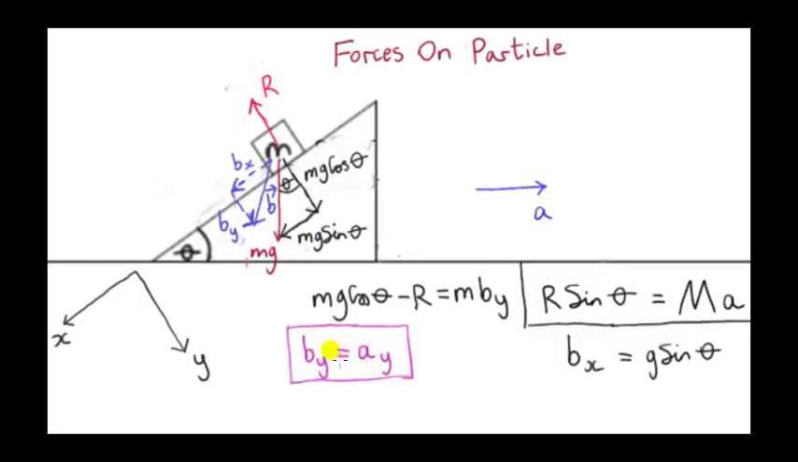Okay, the key result that we will show is that b sub y, the y component of the particle's acceleration, is equal to a sub y, which is the y component of the acceleration of the wedge. Let's look at this more carefully by referring to our y-axis here. So this is only true for the y components.